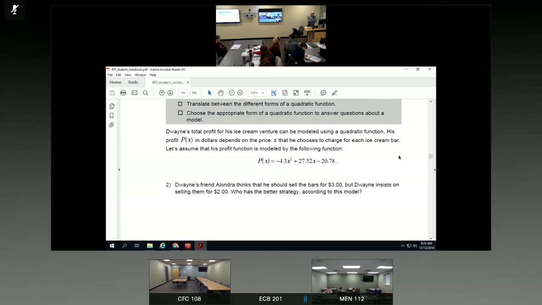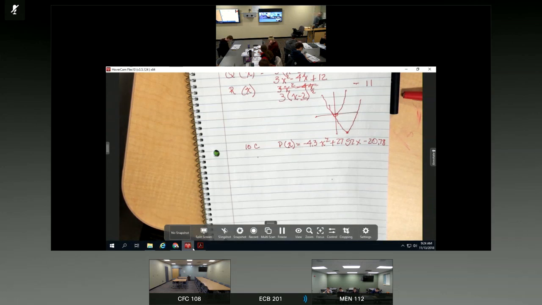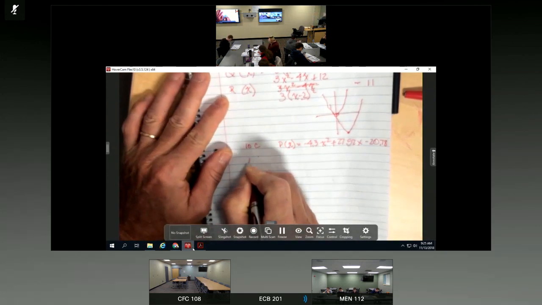Dwayne's friend Alondra thinks that he should sell the bars for $3, but Dwayne insists on selling them for $2. So the way we would find out which one is right is to substitute in $3 and $2. These people on this side of the room, you're going to sell them for $3, and these people on this side of the room in Menominee sell them for $2, and let's get what the price of an ice cream bar should be. Yep, that's all you do. Just plug it in.